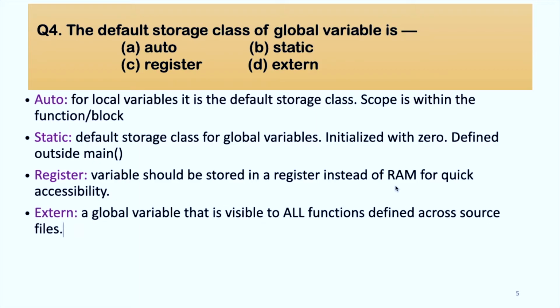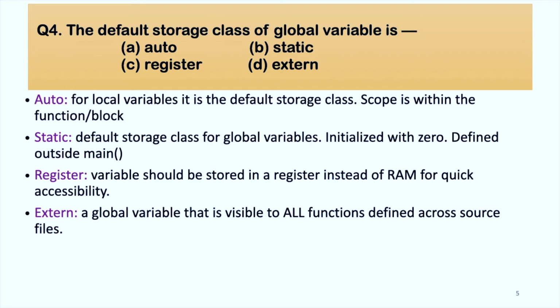And external: this is a global variable that is visible to all the functions defined across different source files. If there is more than one C source file, and we have defined some variable in one of them, and we want to access that variable from all other source files, then we have to mark it as extern int i, something like that. Then we can use that i in all other source files also.